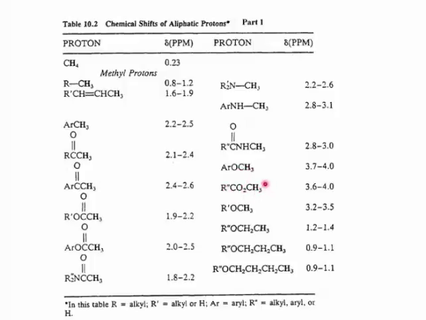This is an abbreviation for an ester group. Methyl is directly attached to an oxygen, and the electron withdrawing effect of that ester group gives an average delta of 3.6 to 4. Here, a methyl attached to an oxygen attached to an aliphatic group, 3.2 to 3.5.